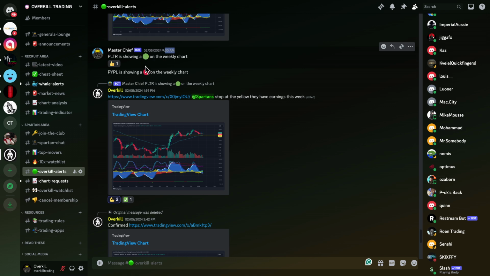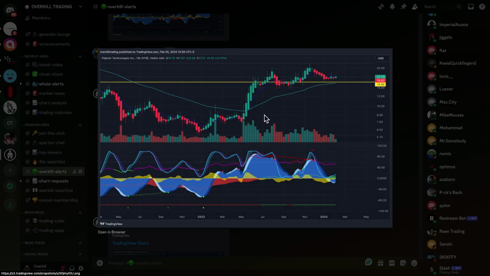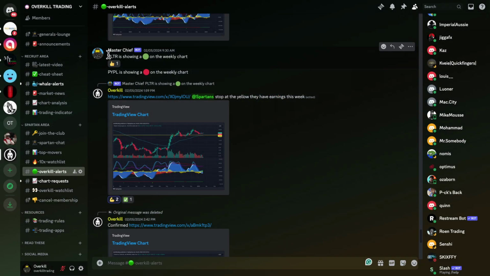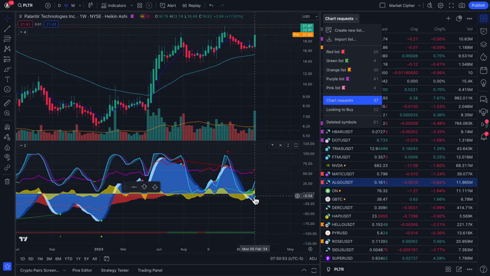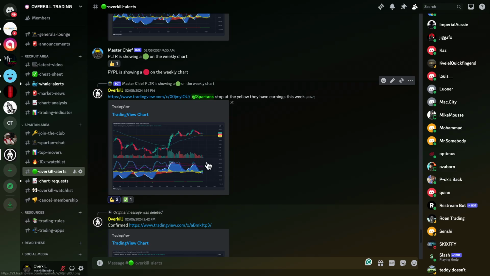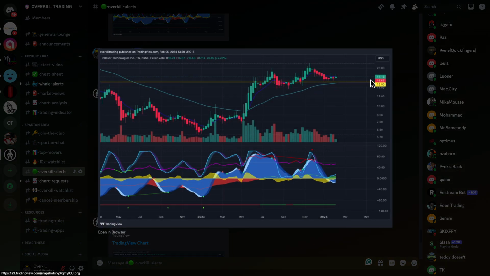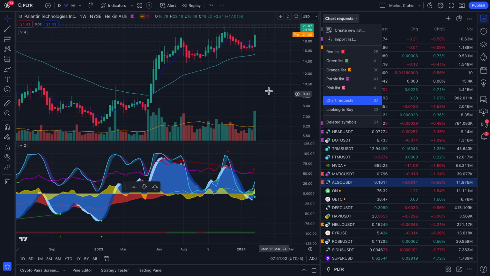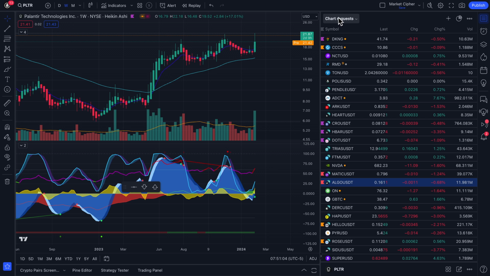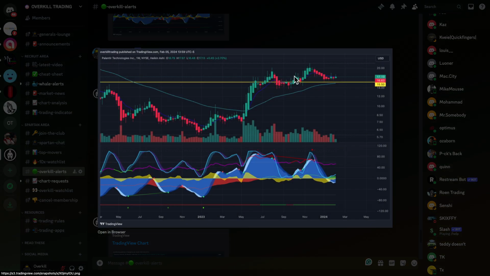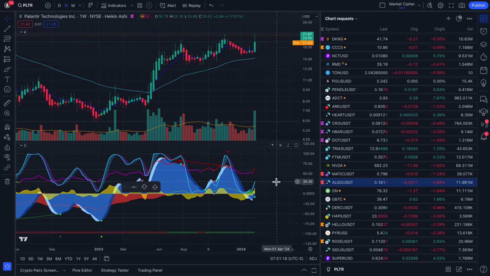So on the 5th, this was 2 days ago, this signal came. It gave us the signal over here in the Discord. It says PLTR is showing a green dot on the weekly chart. When that thing showed up, the price was about $17.13. You can see it right there, $17.13. This thing is now sitting at $21.87. It had a 30% move off of the green dot signal inside the Discord. So 30% up, and this move is just getting started.